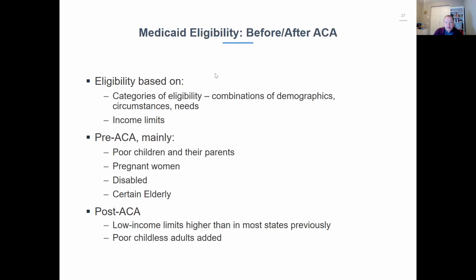Medicaid eligibility before and after the Affordable Care Act. So the eligibility is based on categories, right? We're thinking about combinations of demographics and circumstances and needs. And of course, there are income limits. Pre-Affordable Care Act, you're mainly talking about poor children and their parents, pregnant women, certain categories of disabled individuals and certain elderly individuals. Post-Affordable Care Act, income limits are higher than what most states had previously, and now have added people who are low income, and again, as we said, low income childless adults are now added.